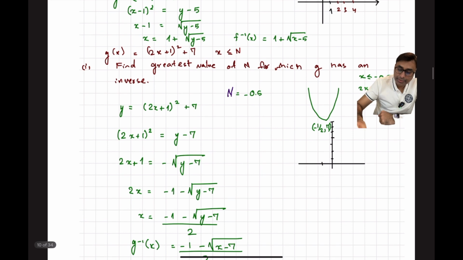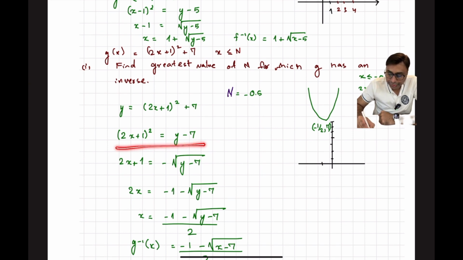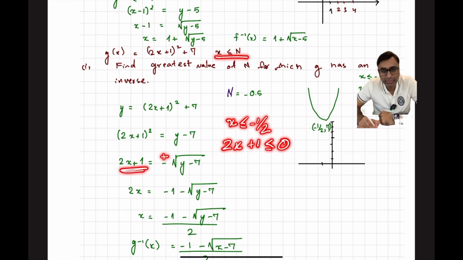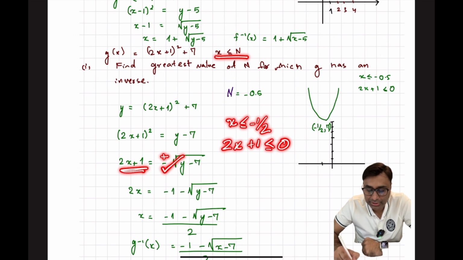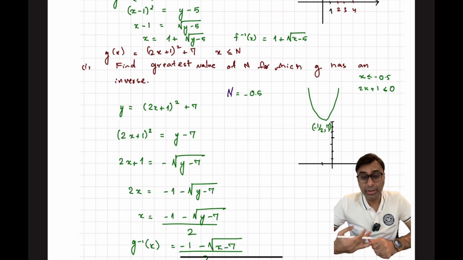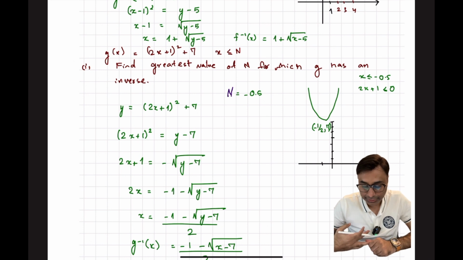Not just that, when I'm rearranging to find the inverse function, and I take a square root, I know I have a choice of picking plus and minus. But since x is less than or equal to n, and n is negative half, which means x is less than or equal to negative half, or 2x plus 1 is less than or equal to 0, this thing is negative. And if this thing is negative, I'm just going to pick the negative sign and discard the positive sign. So it's not always going to be positive or always going to be negative. So you have to look carefully and identify what sign you have to take.